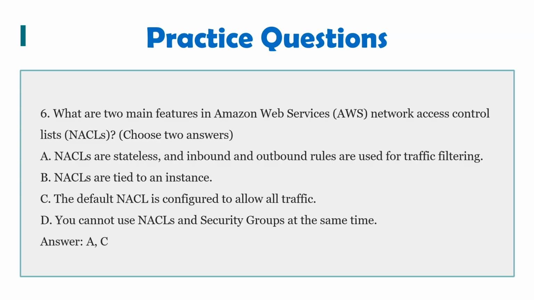6. What are two main features in Amazon Web Services, AWS, Network Access Control Lists, NACLs? Choose two answers. A. NACLs are stateless, and inbound and outbound rules are used for traffic filtering. B. NACLs are tied to an instance. C. The default NACL is configured to allow all traffic. D. You cannot use NACLs and security groups at the same time. Answer: A, C.